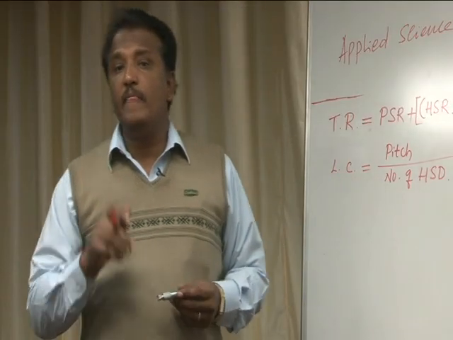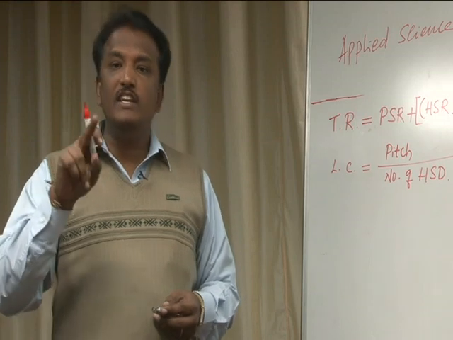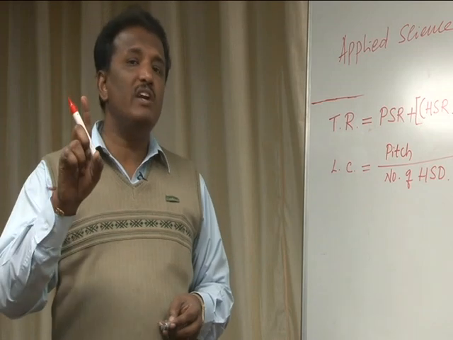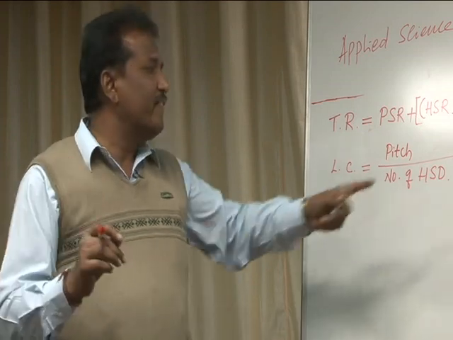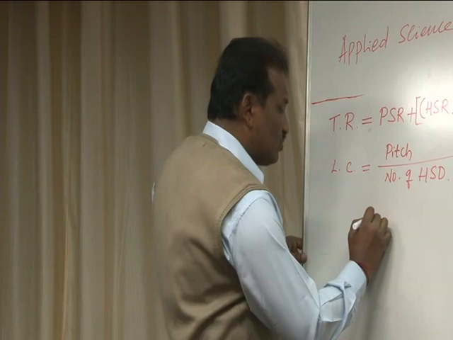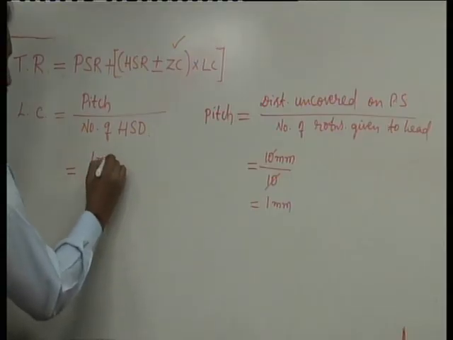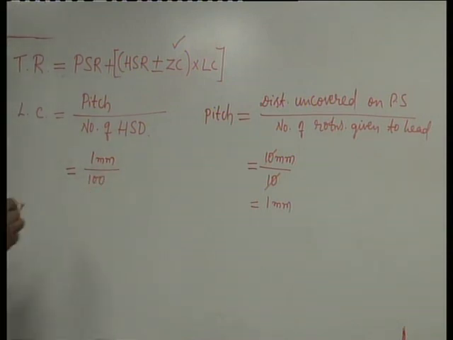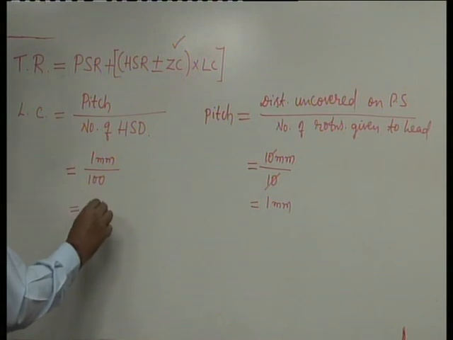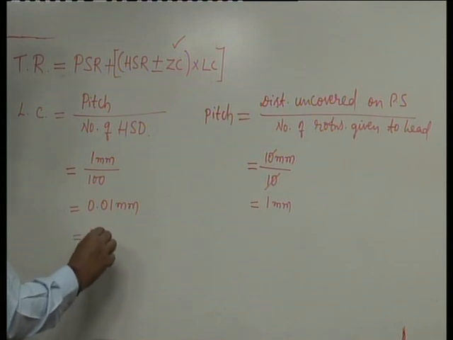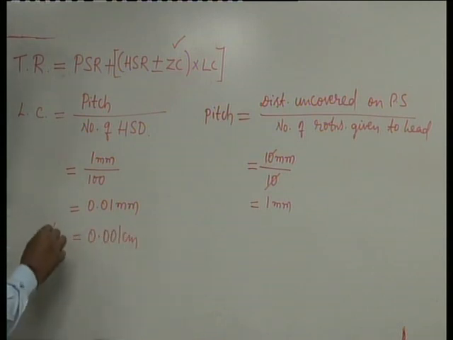So in general, the pitch, that is the constant distance in your screw gauge, is equivalent to the value of one division on the pitch scale. This is how the pitch of a screw gauge is calculated. Imagine that in our screw gauge the value of the pitch is 1 mm and there are 100 head scale divisions. Simplifying, this is 0.01 mm, or 0.001 centimeter, which is the least count of the given screw gauge.